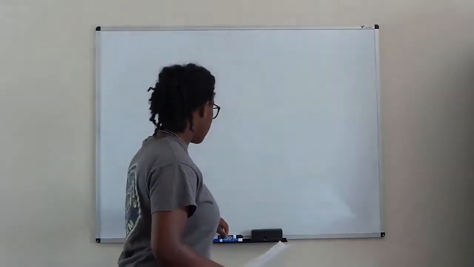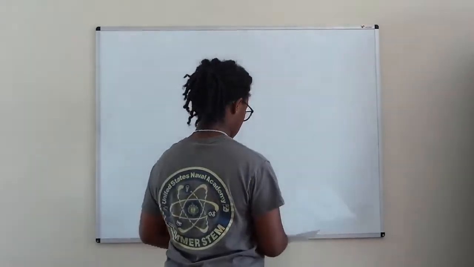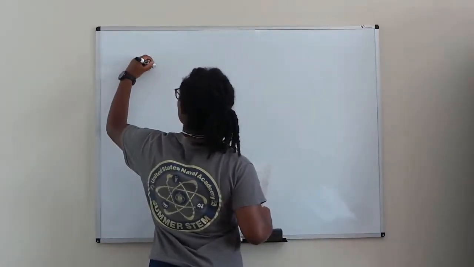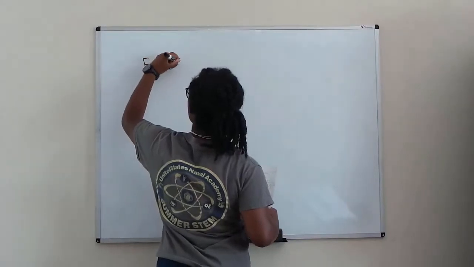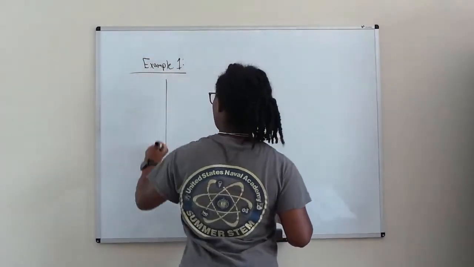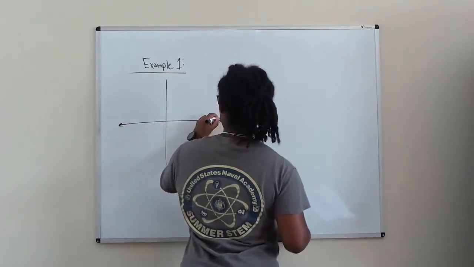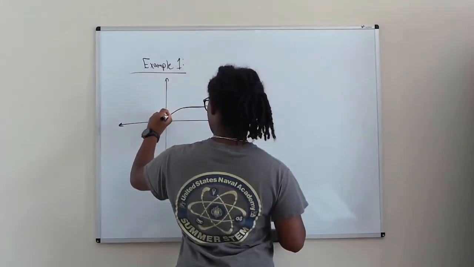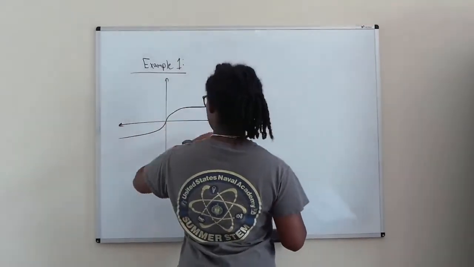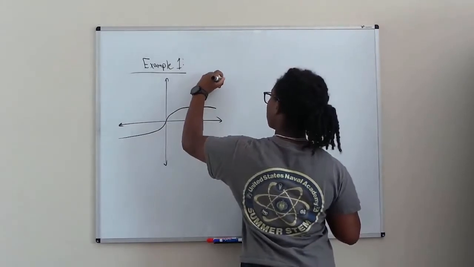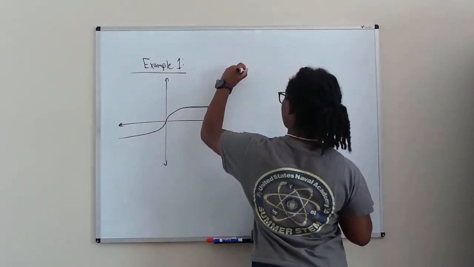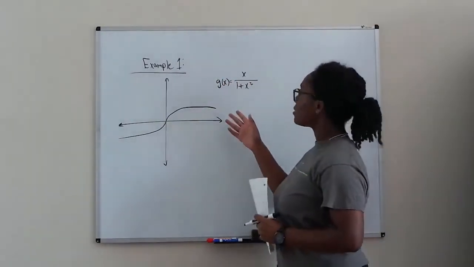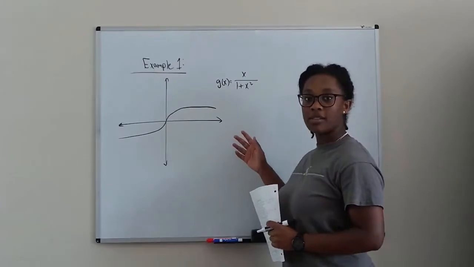So let's jump right in and start with an example. Example 1. Okay, so I'm going to draw a graph and then give you the equation we're going to work with. It's a rough estimate of how this function looks, just so we can have a visualization in our head. Okie dokie. So we have that g of x is equal to x over 1 plus x squared.